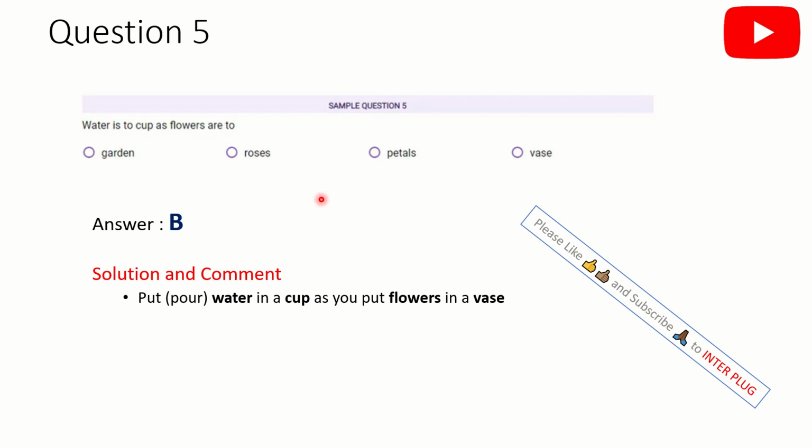Question 5, this is a language question. They say water is to cup as flowers are to, definitely vase, right? We pour water in the cup, so the cup contains the water. Same as flowers, we put them in a vase, so the vase contains the flowers. So the answer is B.